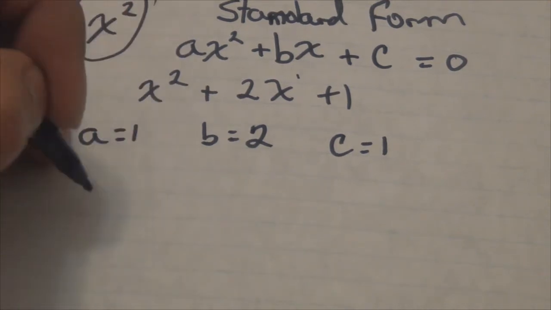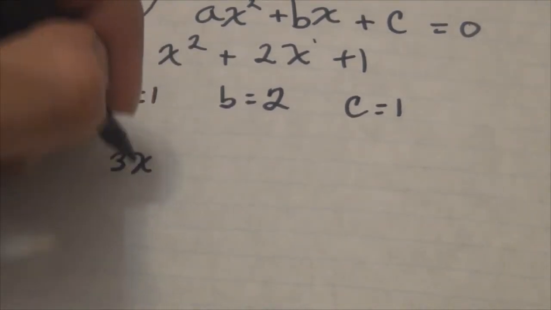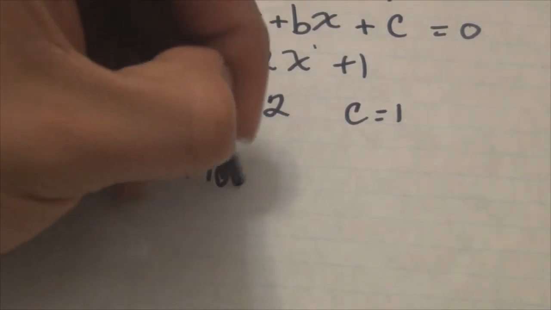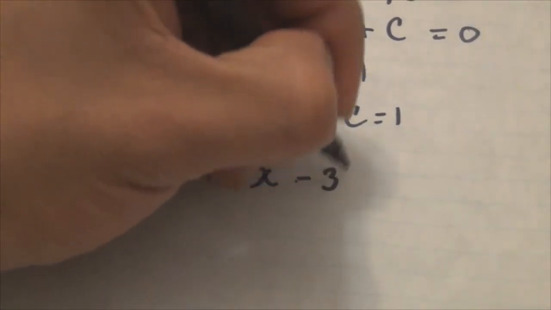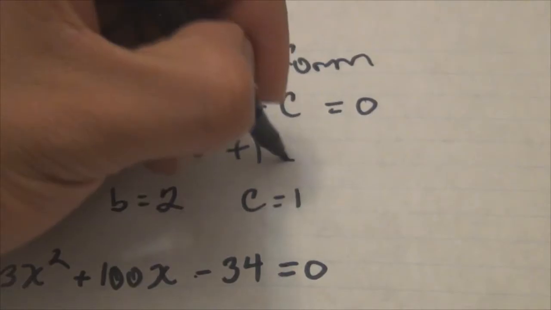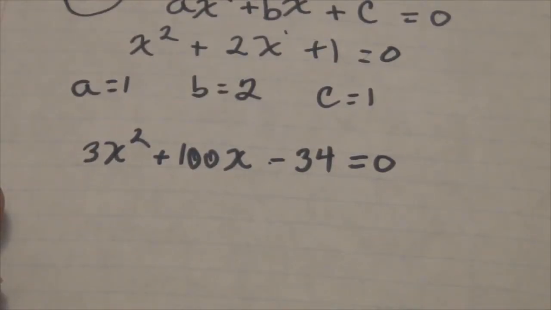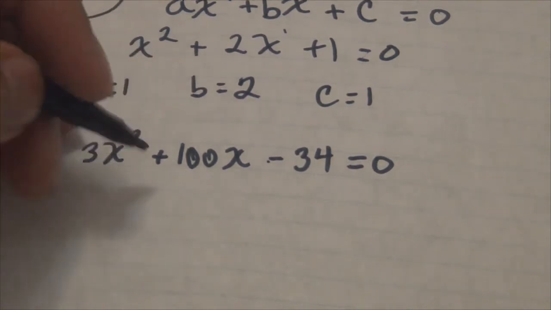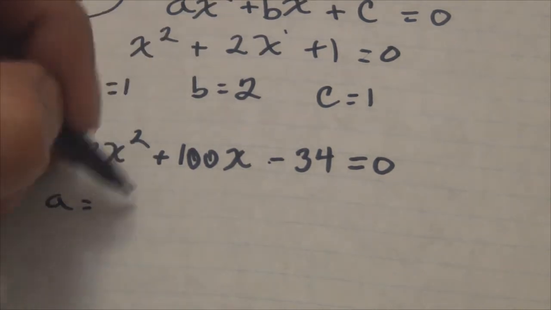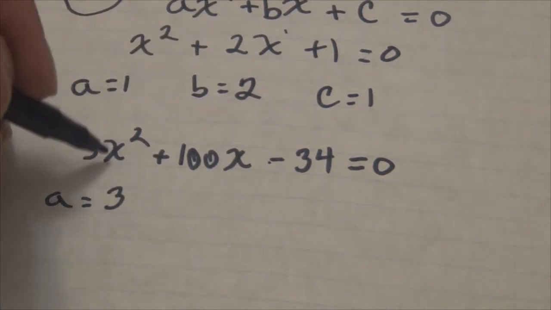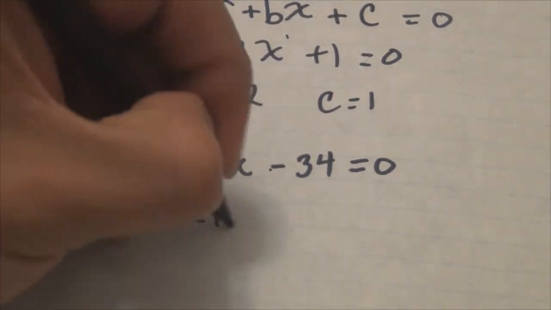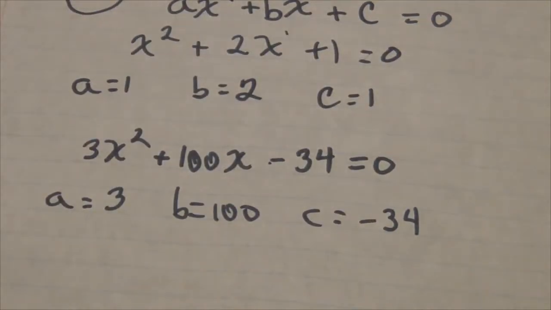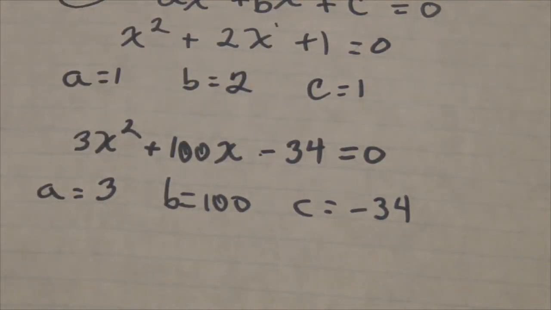Let me give you another example. 3x squared plus 100x minus 34 equals 0. Remember, quadratic equations should always be equal to 0. If they're not, you have to make them equal to 0. That's how you know. So a would be what? 3, because it's the coefficient of x squared. b, 100, and c, negative 34. Understand? Don't forget the sign. Don't leave it at home. All right then.